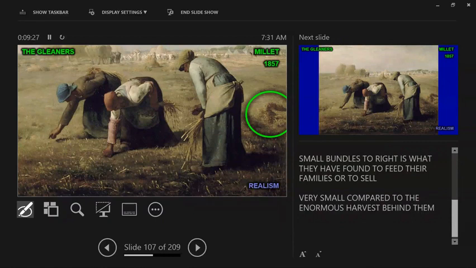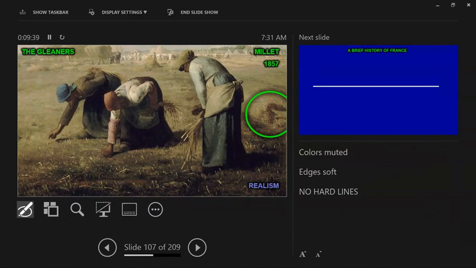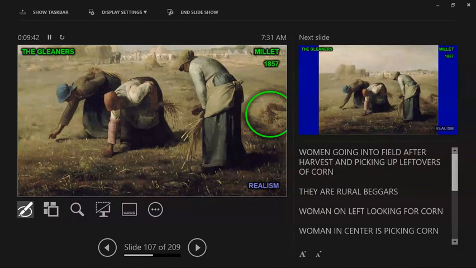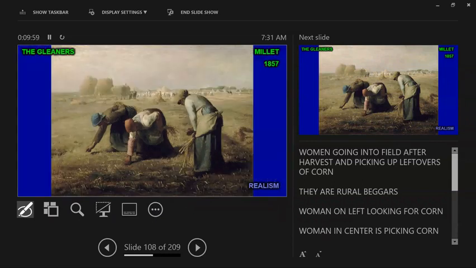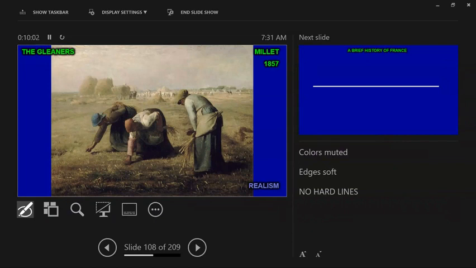And think about how much food they have in their hand, and how much food the landowner has just reaped. And the difference between that. These people are picking so that they can have something to eat tonight, whereas the landowner is reaping the cornfield to make a profit. So he knows he's going to eat tonight. The three women are picking so that they do have something to eat tonight for their family and possibly children. So the colors are muted, the edges are soft, there's no real hard lines in this painting.